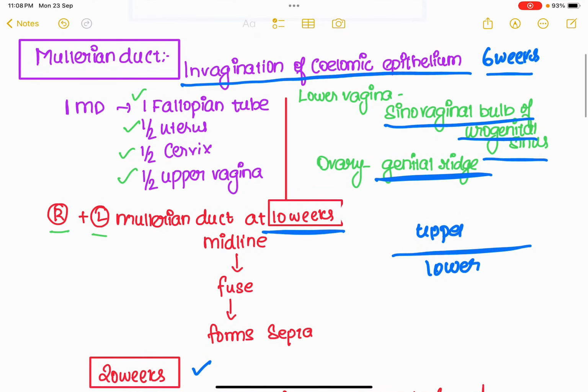In the subsequent module, we'll be discussing certain anomalies which are termed Mullerian malformations, where there is some problem with the Mullerian duct, or some problem with the fusion of the Mullerian duct, or some problem with the resolution of this uterine septa. So these will be the problems of Mullerian malformations. There are separate classes, say for example class 1 to class 7 Mullerian malformations, which we'll be discussing in the subsequent modules as well.